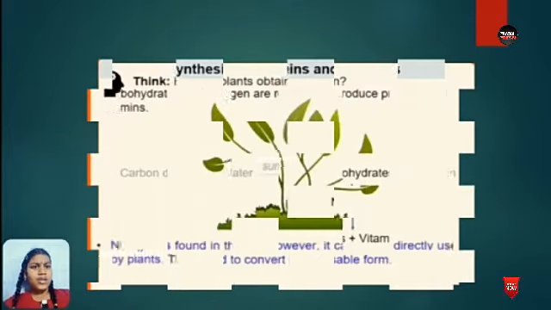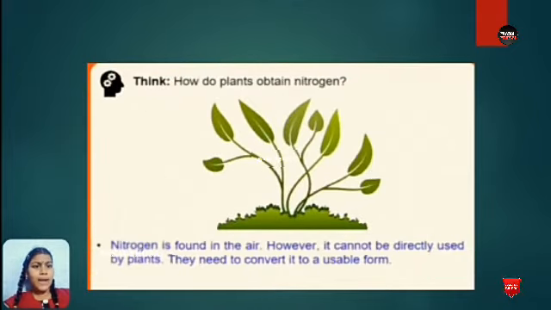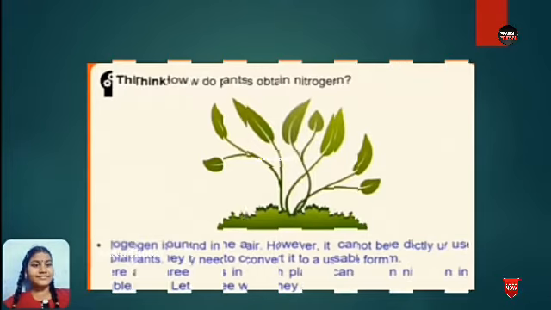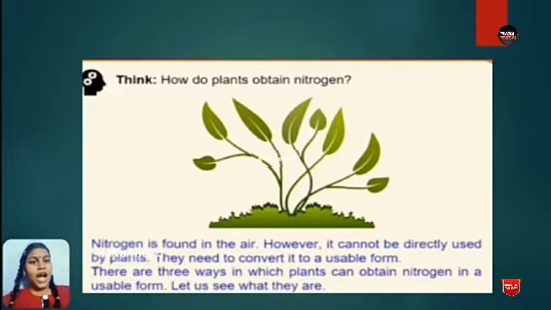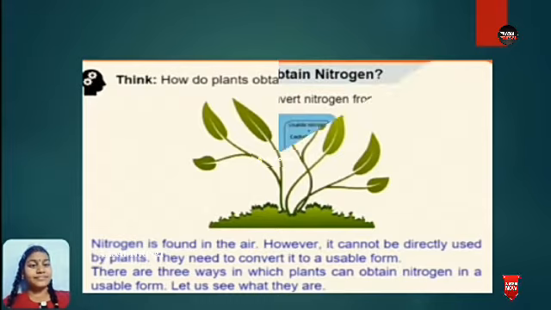First of all, what is nitrogen? How do plants obtain nitrogen? Nitrogen is found in the air. However, it cannot be directly used by plants. They need to convert it to a usable form. There are three ways in which plants can obtain nitrogen in a usable form. Let us see what they are.